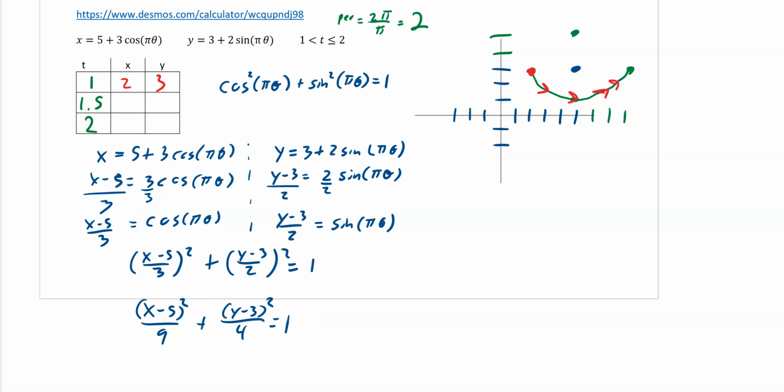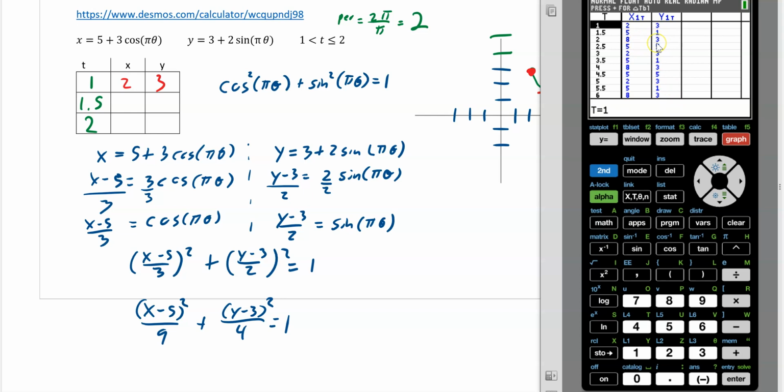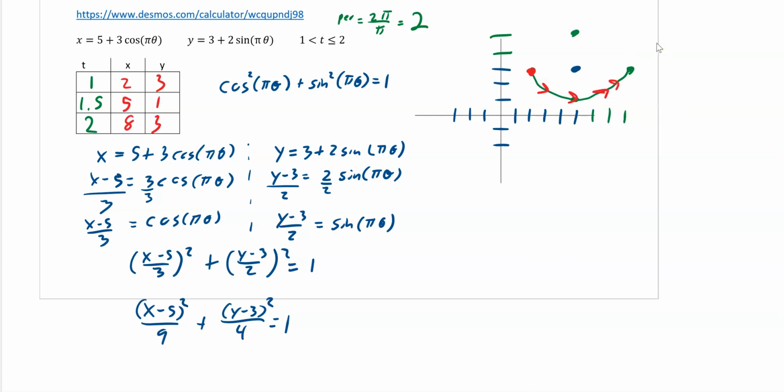But let's just fill in the table anyways, just so that we have it. 5, 1, and 8, 3. Because that way it verifies everything as well. So you can see there's our 5, 1. There's our 8, 3. Now, this one does not actually include 2, 3. When we plugged in t equals 1, it gave us 2, 3. These are not included. So for our x values, our x is going to be between 2, not including it, and 8. And our y will be between 3, not including it, and 1.